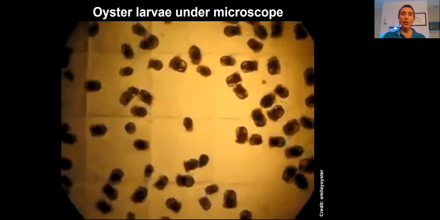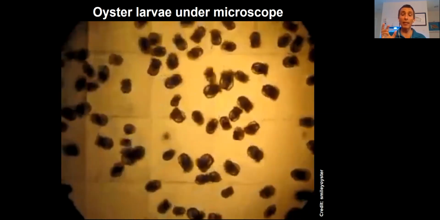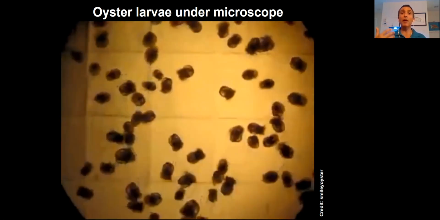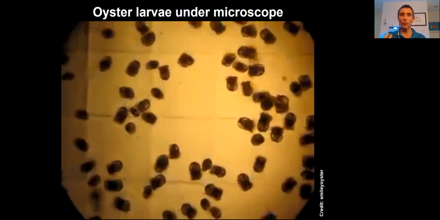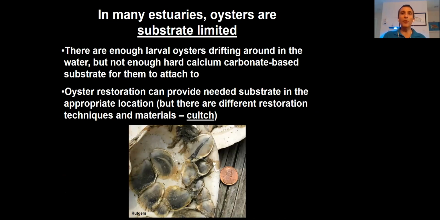These little oysters are the heart of our restoration work. We're able to tell that in many parts of our estuary, there are enough baby oysters still around to support restoration. The problem is we don't have enough substrate. In many areas, sedimentation has buried all of our old oyster reefs, and there's nothing for these little oysters to stick to. So we've got lots of baby oysters. We don't have anywhere for them to stick.